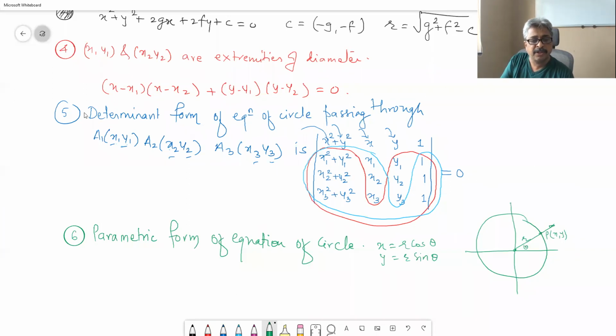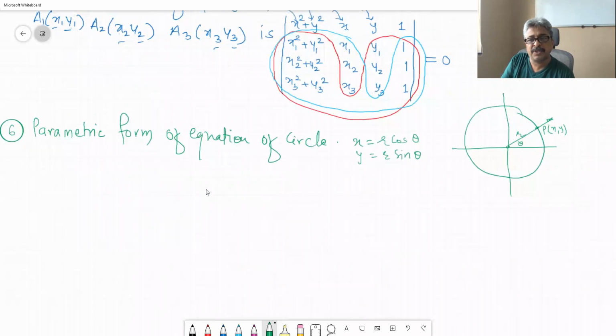So what will be the parametric equation if the center is somewhere else?